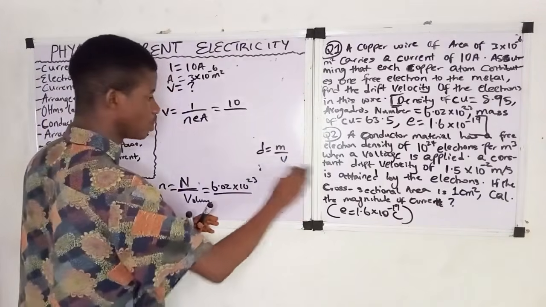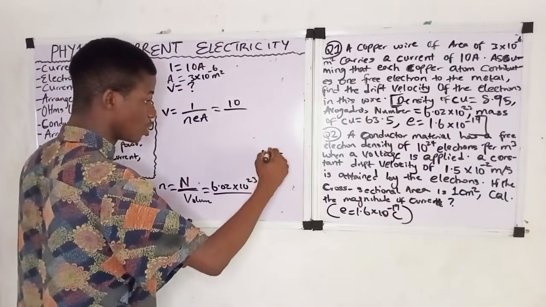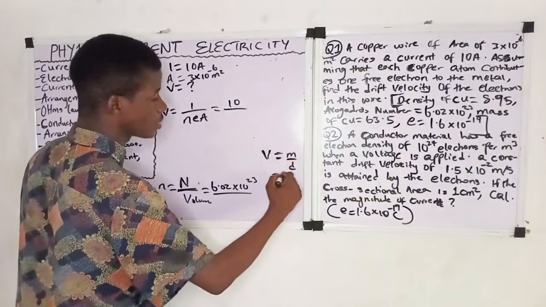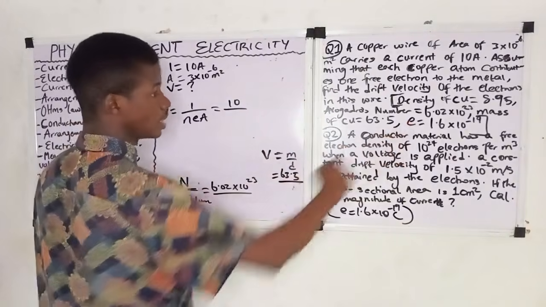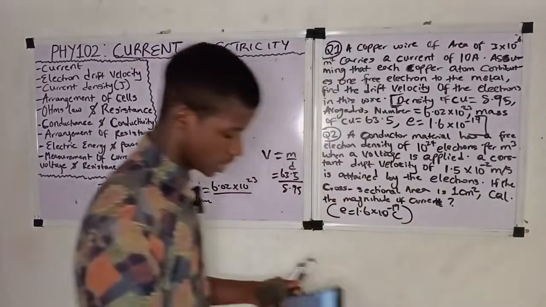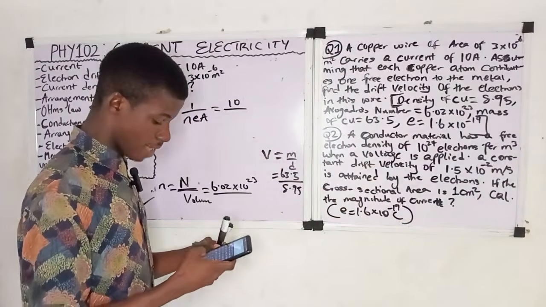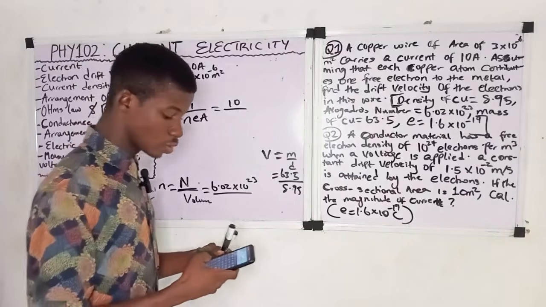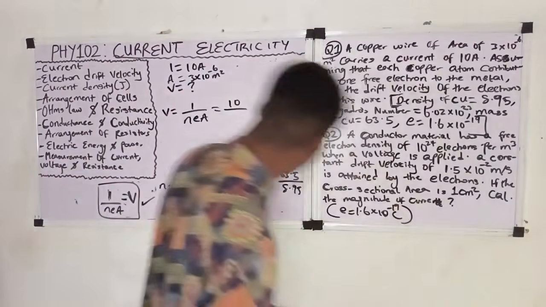If we make volume stand alone from that formula, we have V equals M over D, right? So M, the mass of copper, is 63.5. Then the density of copper is 8.95. So let's divide both of them: 63.5 divided by 8.95. I got 7.09, or we can say 7.1.